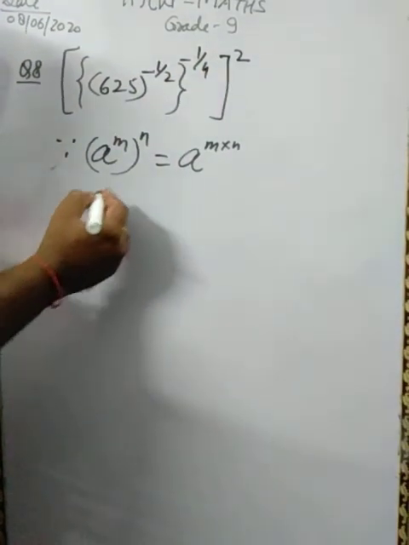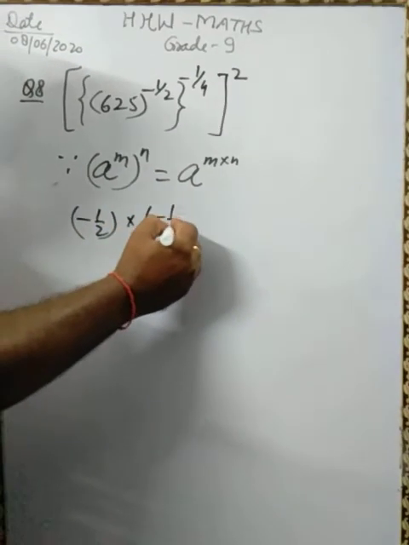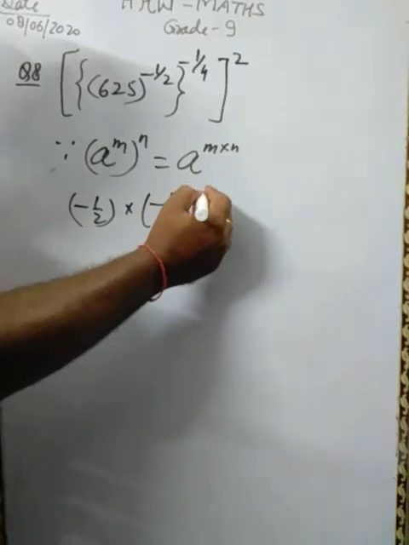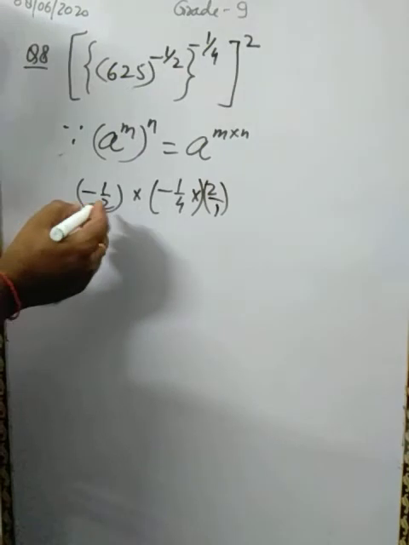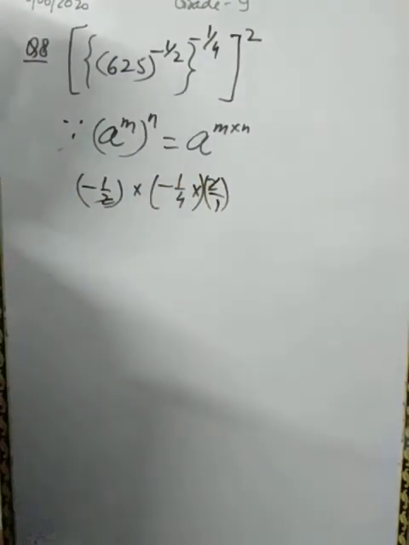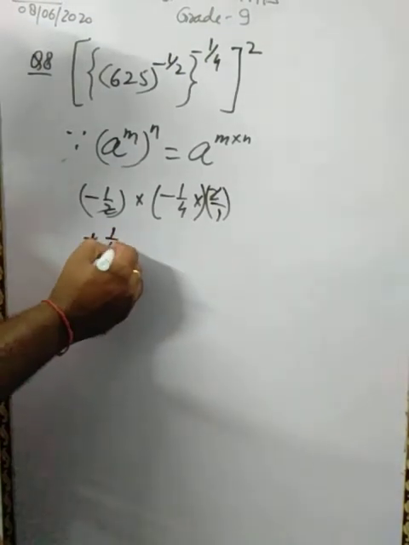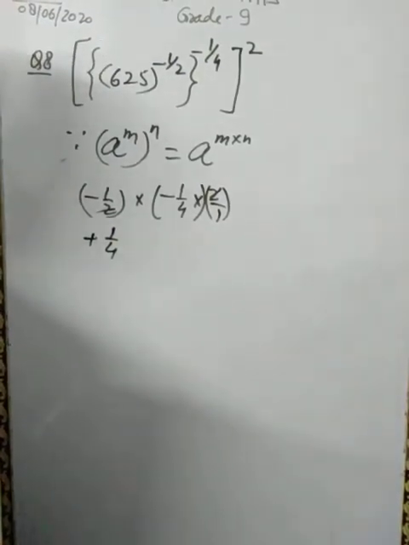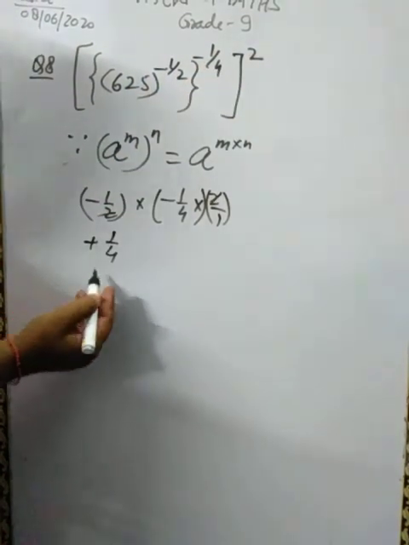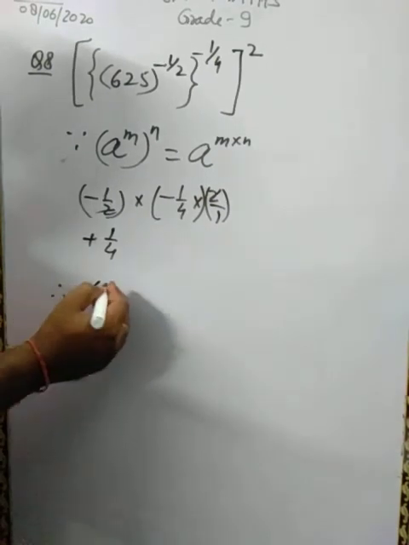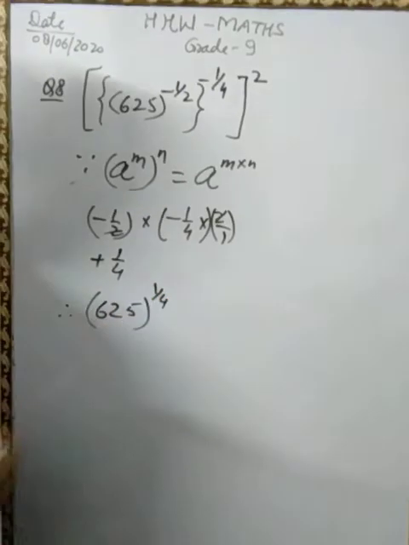So roughly you can do 1 upon 2 into minus 1 upon 4 into 2. 2 means 2 upon 1. Now 2 cancelled, minus into minus plus 1 upon 4. So whenever you will multiply this into this into this, result will come as 1 upon 4. So finally you may write this as, therefore 625 to the power 1 upon 4.